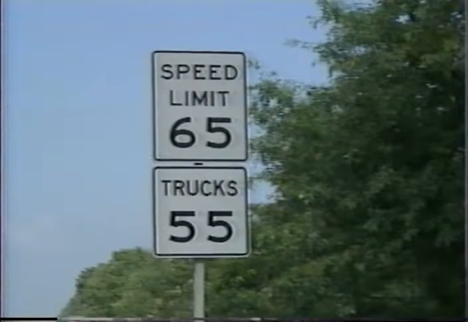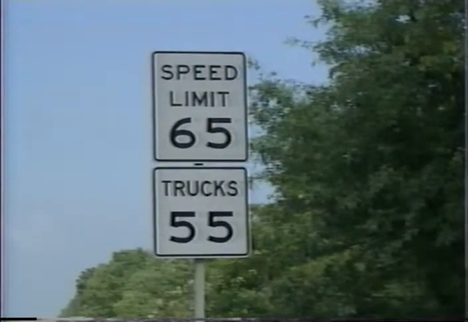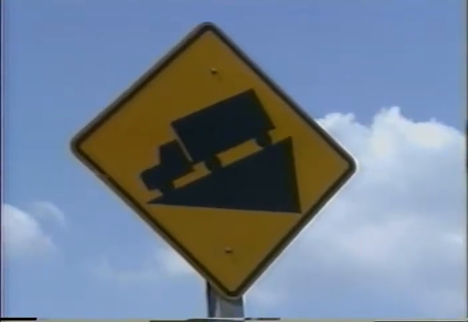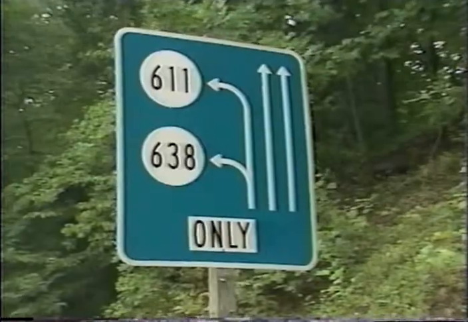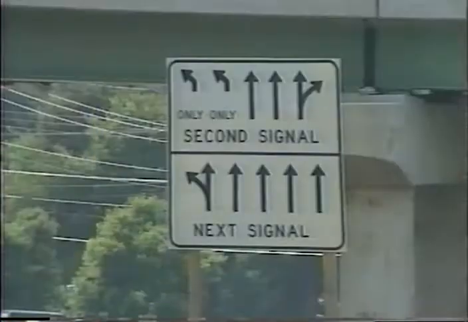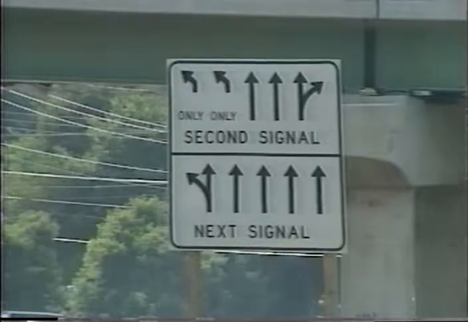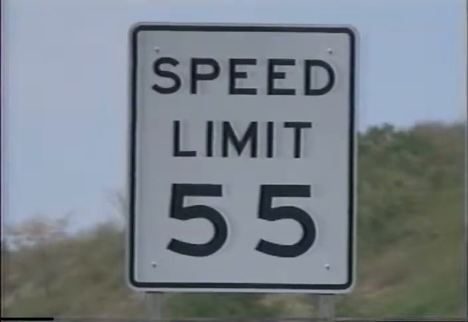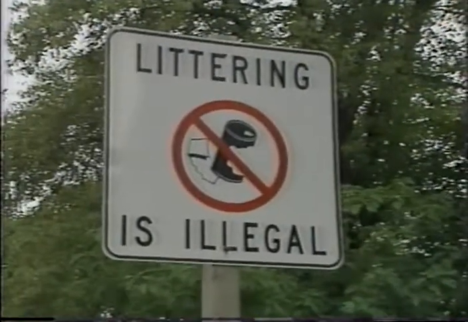In each system, there are 3 kinds of signs: regulatory, warning, and guidance. The European system calls guidance signs informative. Regulatory signs impose legal restrictions. Highway authorities place these signs to inform drivers of laws or regulations.